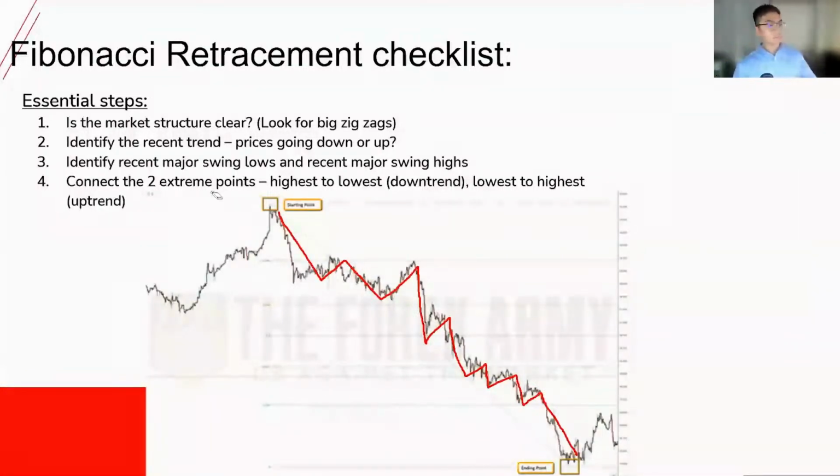So identify the recent trend, whether prices are going up or down. In this scenario, it's going down. So you connect the two extreme points, drawing from the top of the swing high, which is the starting point, to the bottom of the swing low. This is how you draw a Fibonacci retracement.